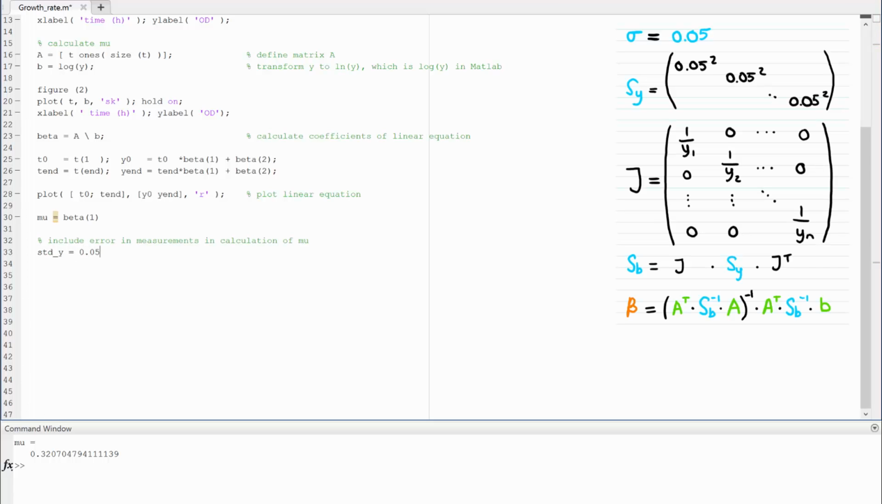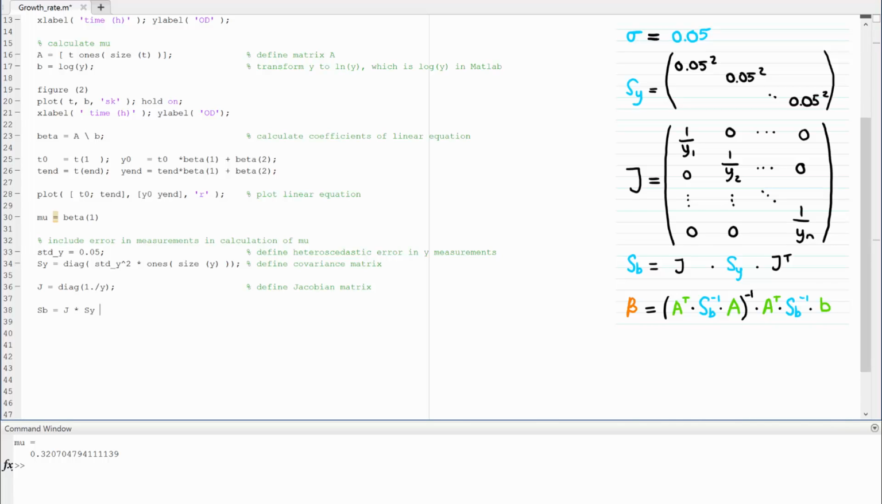Let's define a standard deviation of 0.05. Now we can define the covariance matrix of the y measurements as the diagonal of the square of the standard deviation. We found that the Jacobian matrix is a diagonal matrix of 1 over the y measurements. Take care of the dot before the slash.